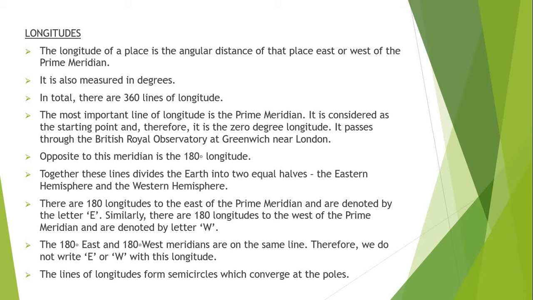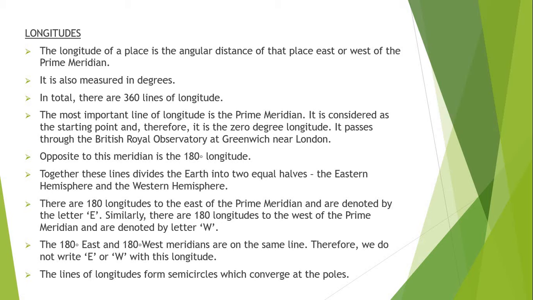Hello students. In the last video, you have learnt about what is globe, latitude, what are the different types of latitude. In this module, you are going to learn about longitudes. Longitude of a place is the angular distance of that place east or west of the prime meridian. In last video, I have explained you about prime meridian.